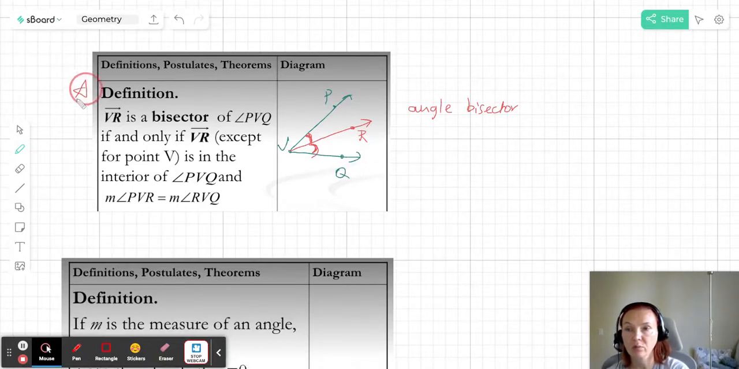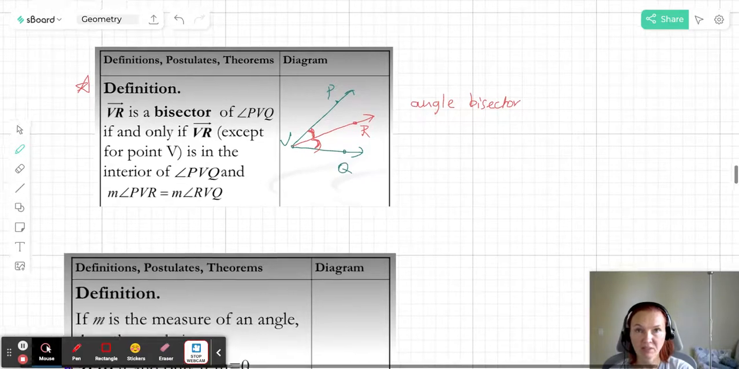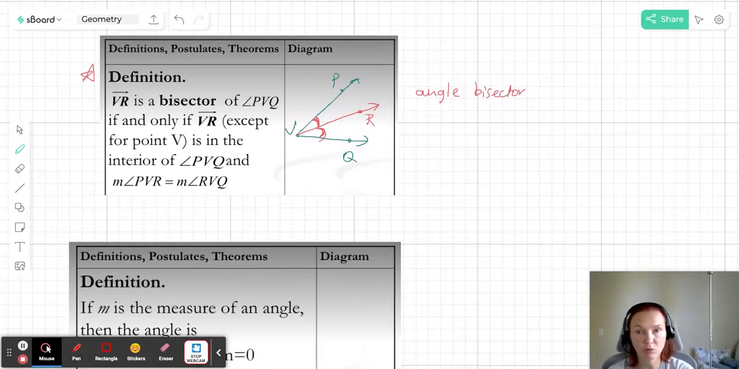That is another very important one to remember later on when we will be talking about proofs. You will have to remember all those definitions and postulates. So start memorizing them now. But again, as I said, they make total sense.